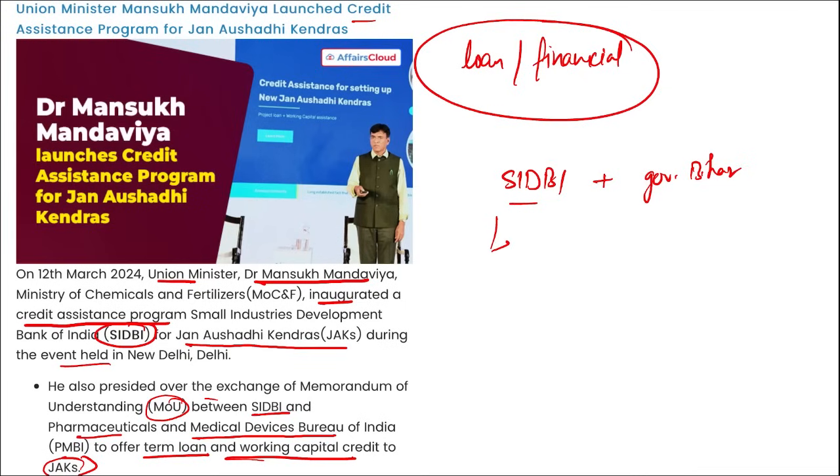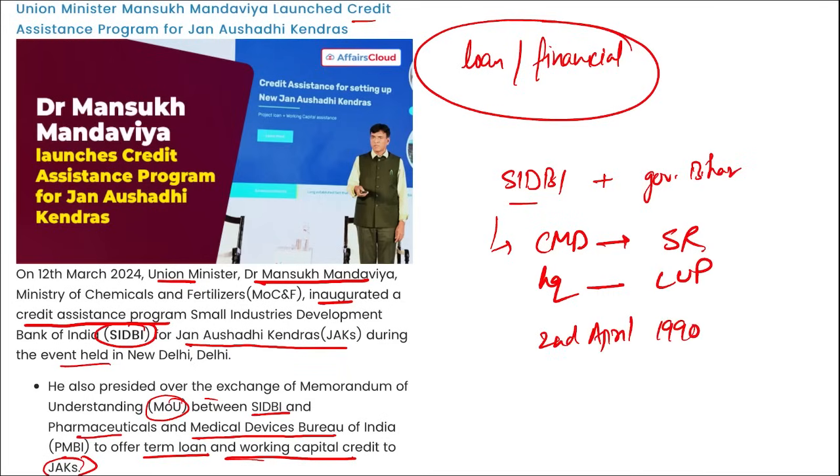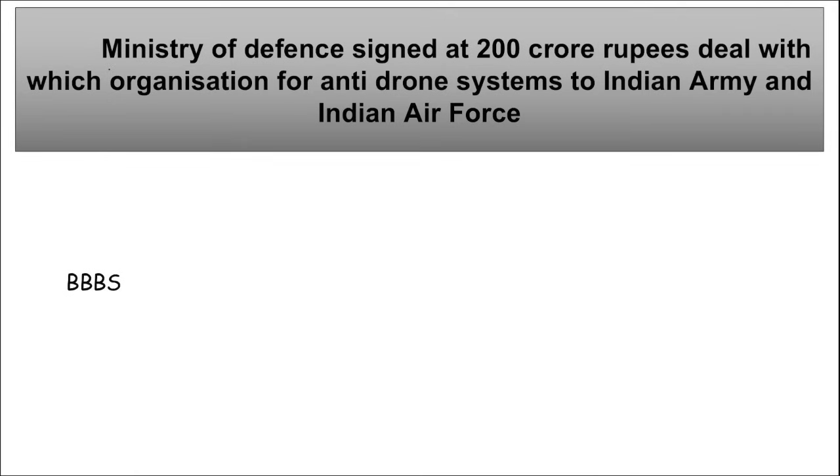And for SIDB, who is the chairman and managing director here? Shiva Subramaniam Raman. And where is the headquarter? It is in Lucknow, UP. When was this established? On 2nd April 1990.